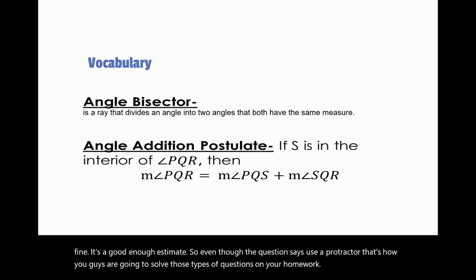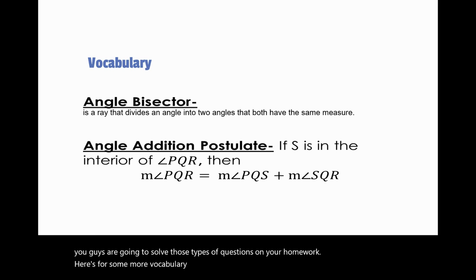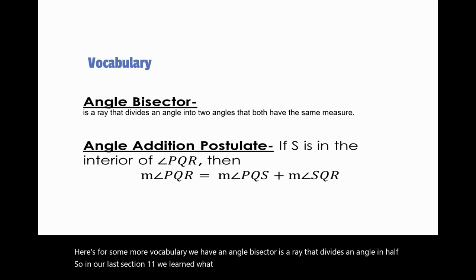Here's some more vocabulary. We have an angle bisector. An angle bisector is a ray that divides an angle in half. So in our last section, 1.1, we learned what a segment bisector was. That divided a segment in half. Well, an angle bisector divides an angle in half.